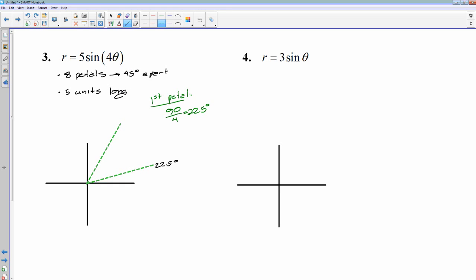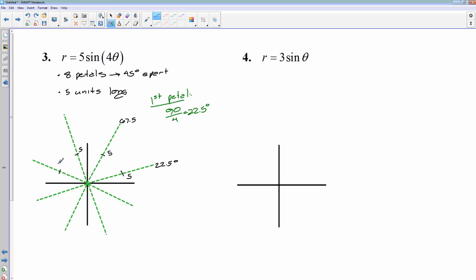And what's going to happen with these petals is we are now going to put 2 petals in each quadrant. We're going to have one about right here. We're going to have another one about out here. We're going to have one over here. We're going to have one down here. We're going to have one down here. And then we'll have our 8th one right here. They are 5 units long. Now I'm going to be lazy and I'm going to say, hey, there is 5 units.